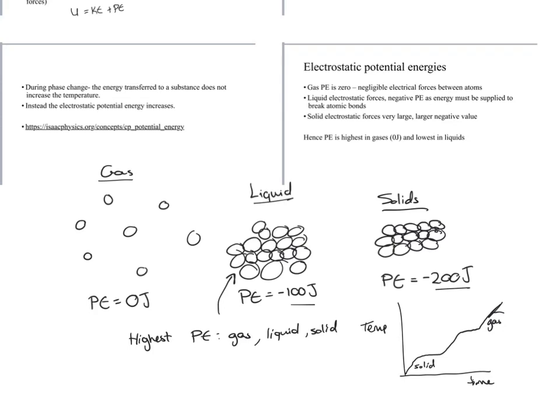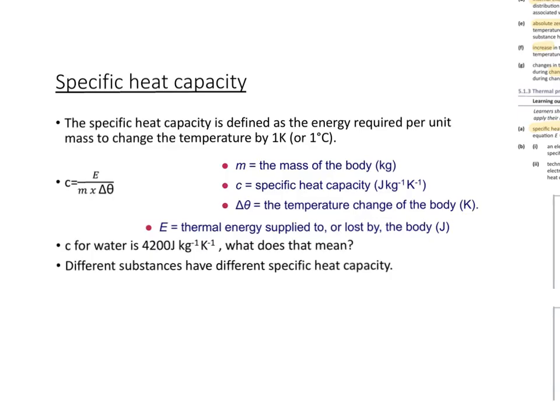So gas does have the highest potential energy, and we did say that the internal energy increases at phase changes due to the potential energy increasing. It is a little bit confusing, this part, but if you do have questions, please ask me in the lesson. Okay, so now we're going to look at specific heat capacity.